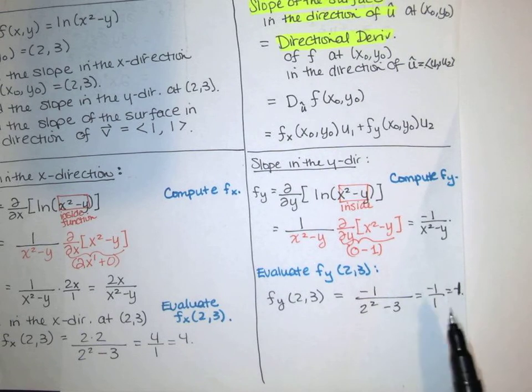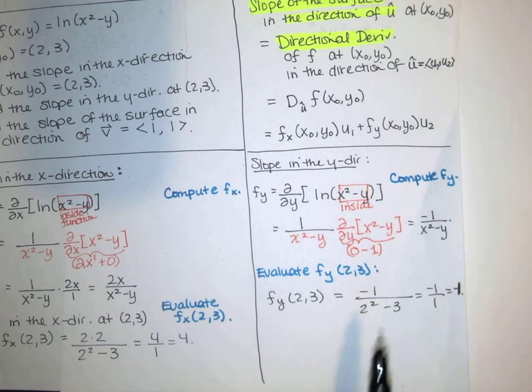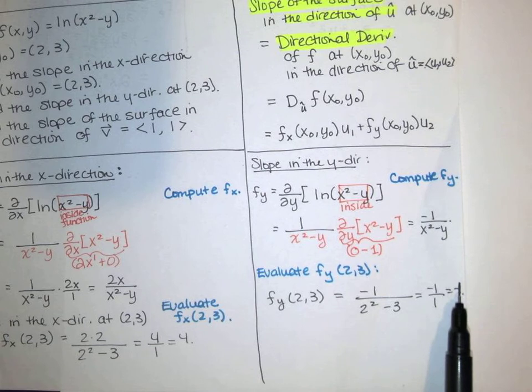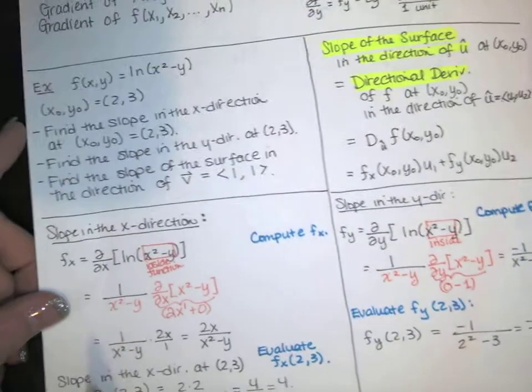The tangent line of that curve of intersection between the plane x naught equals 2 and the surface, where the y is changing but the x isn't, has slope negative 1. As y goes up by 1, z goes down by 1. Okay. So it's slope in the x direction, slope in the y direction, 4 and negative 1.